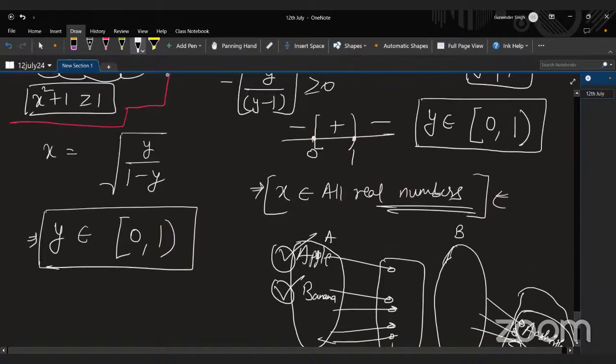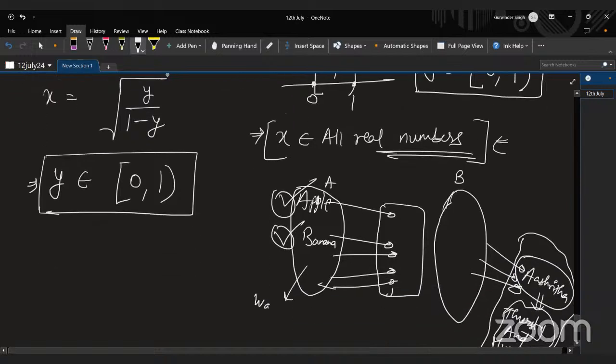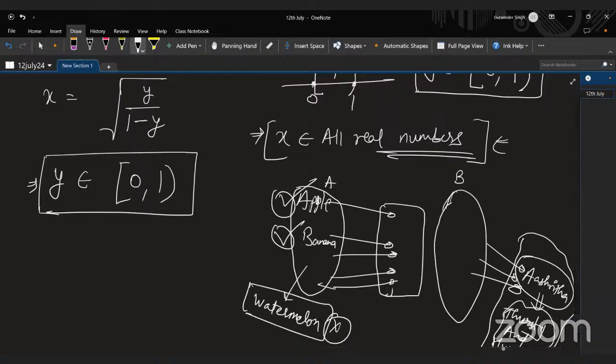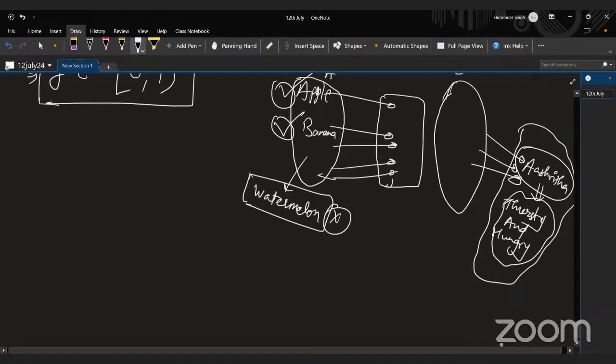So similarly, that is the thing happening over here. We have y divided by 1 minus y. So y, there is an input restriction because here watermelon got over. The watermelon got over. So unfortunately, Ashrita could not drink watermelon juice, but it was not an issue for her.